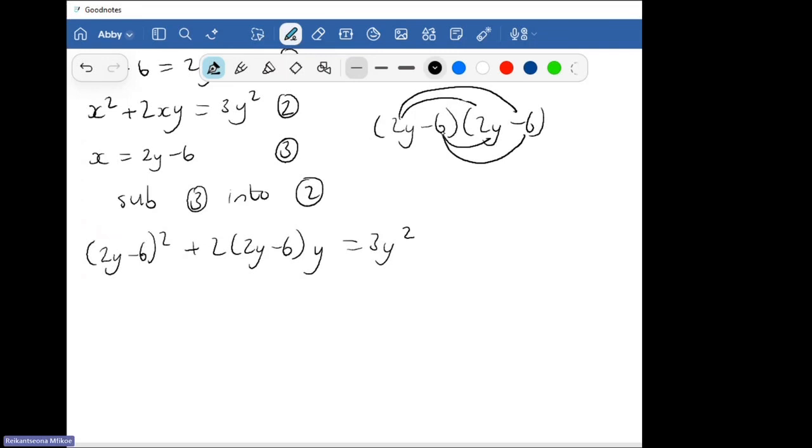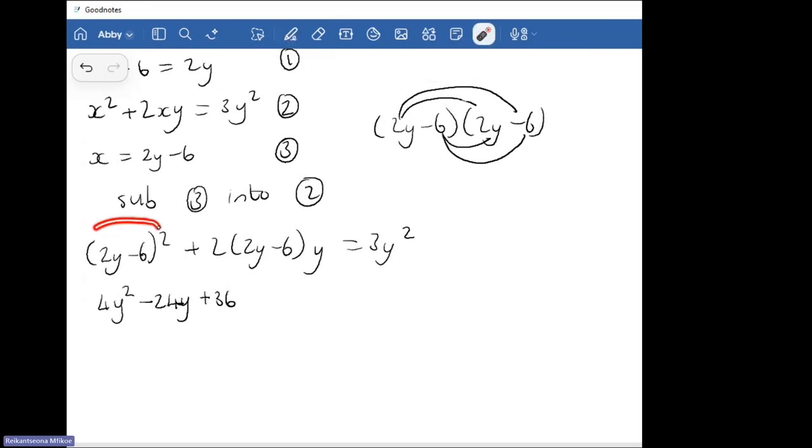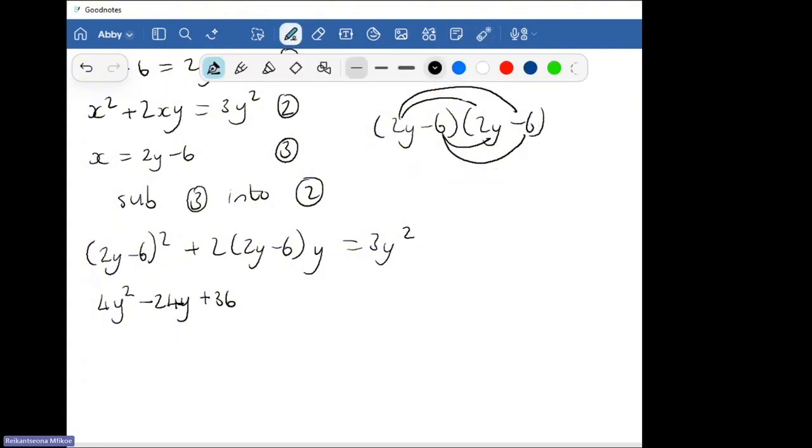Okay, so we're going to solve, and that's going to give us 4y squared - 24, oopsie, - 24y + 36. If you are interested in knowing how I moved from this to this without this, please comment down below and I'll share my little secret with you guys.